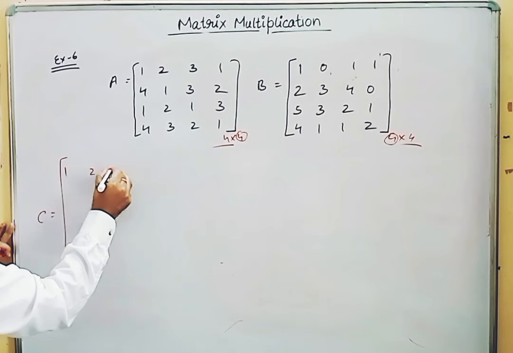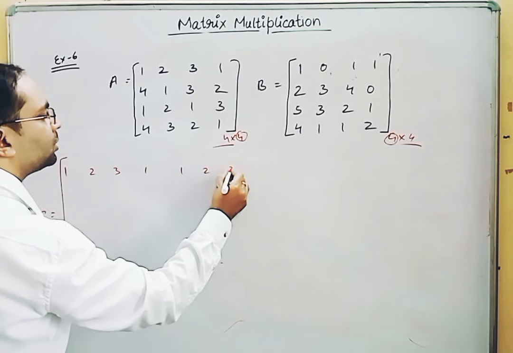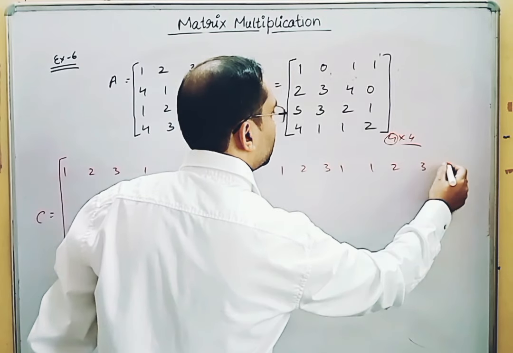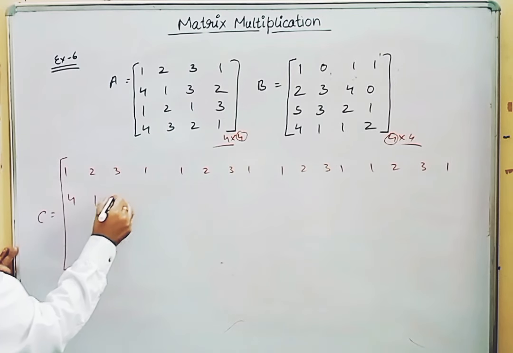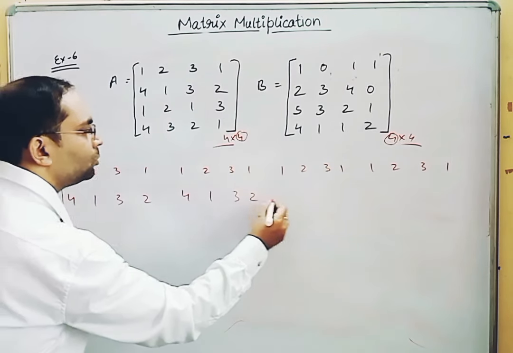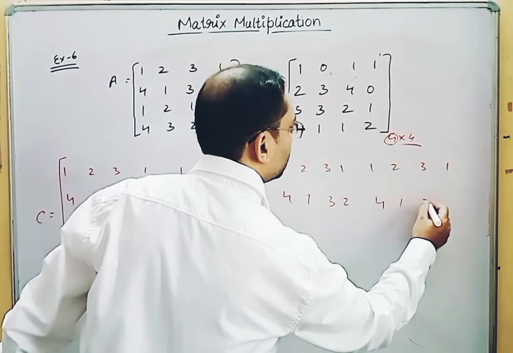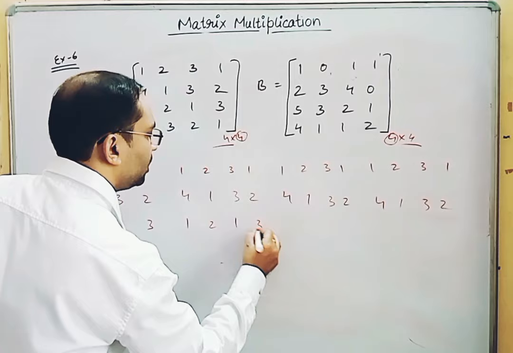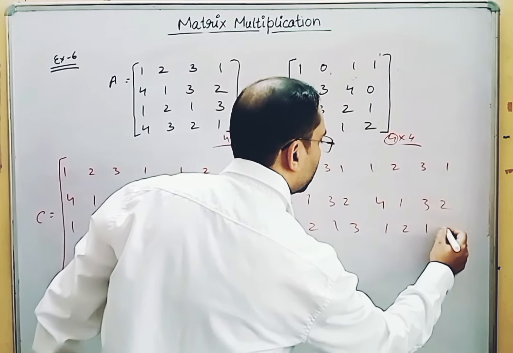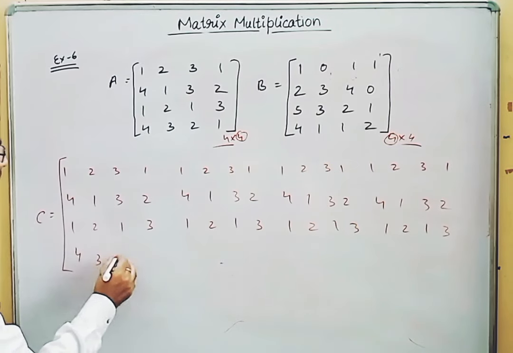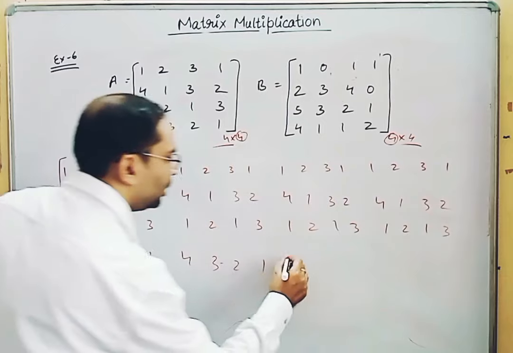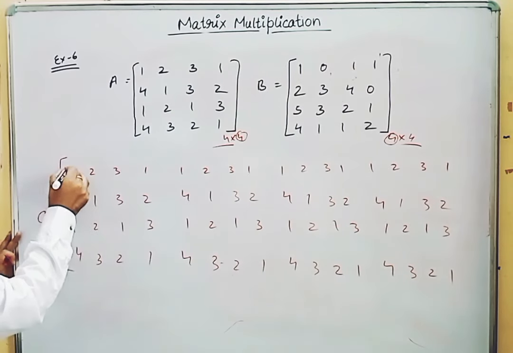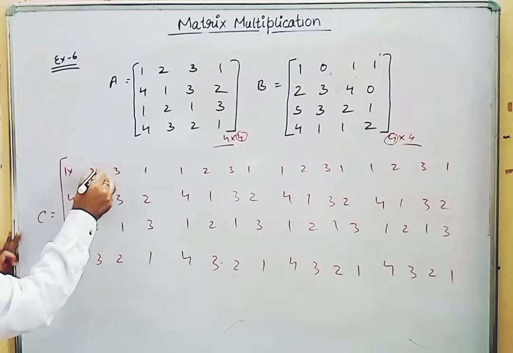So this is 1, 2, 3, 1, repeated 4 times. Then the next row would be 4, 1, 3, 2, repeated 4 times. Then the third row 1, 2, 1, 3, repeated 4 times. Then the last row 4, 3, 2, 1, repeated 4 times. Now we'll supply a multiply sign after every number. So this is all we need to write, multiply sign.